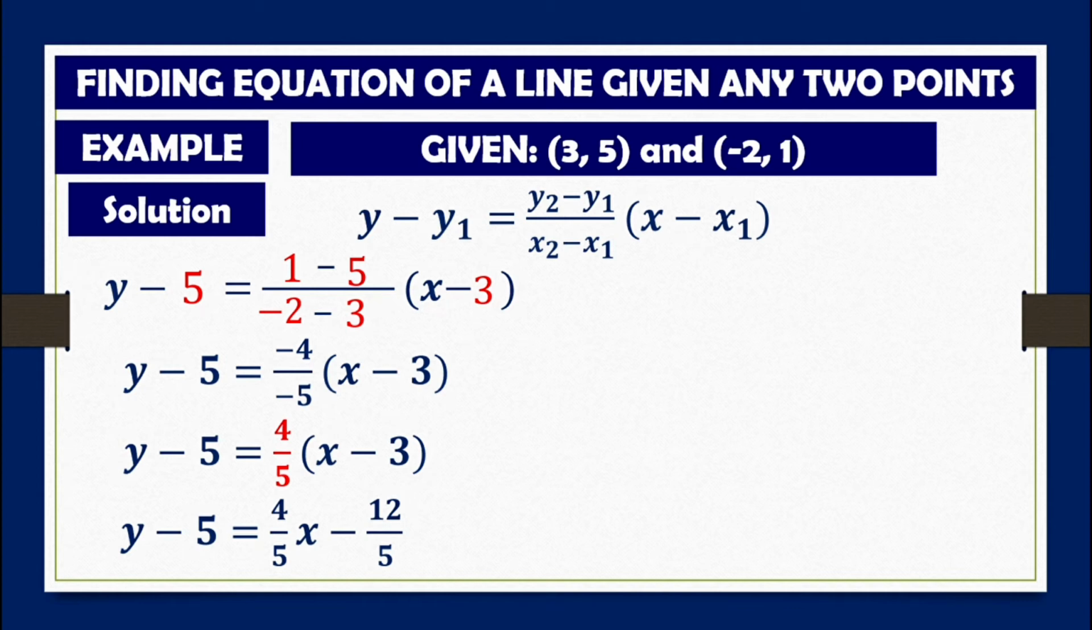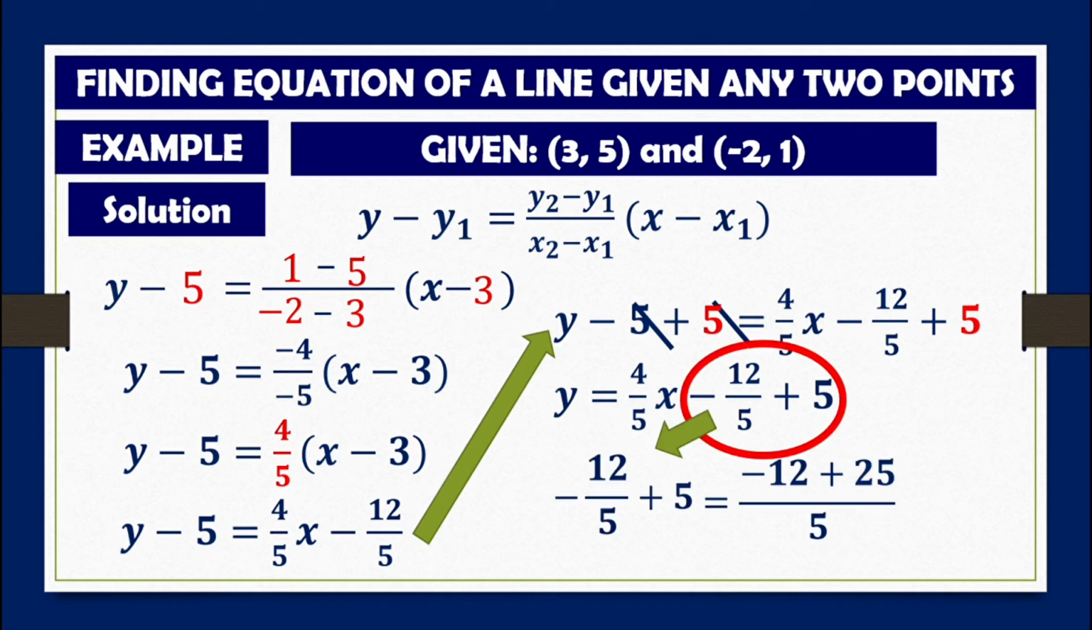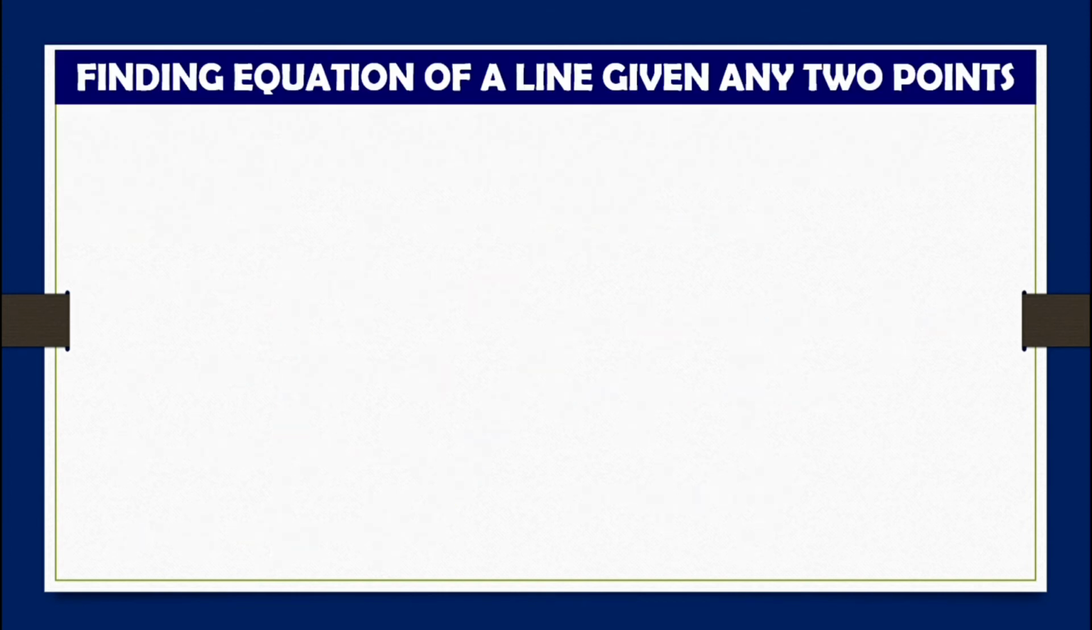Transpose negative 5 to the right side of our equation using the addition property of equality. We will get rid of 5 on the left side of our equation. So to simplify, that becomes y equals 4/5 x minus 12/5 plus 5. So negative 12 over 5 plus 5 is the same as negative 12 plus 25 all over 5. To simplify this, that is 13 over 5. So to write our final answer, that is y equals 4/5 x plus 13 over 5. Let us have our next example.